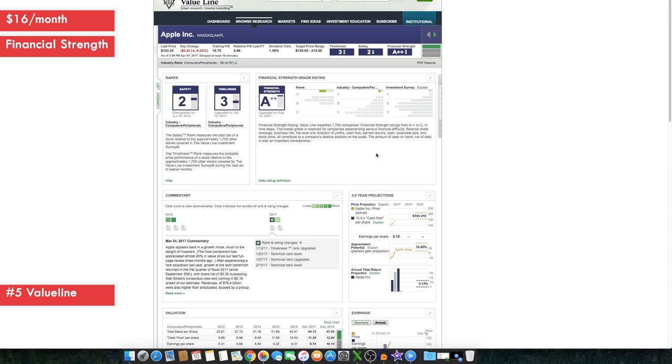I'm looking at Apple here, and it's at A++. So I know Apple is really financially steady. Of course, they have almost like $80 billion in cash. I can also look at their safety. So this is the risk of the company.